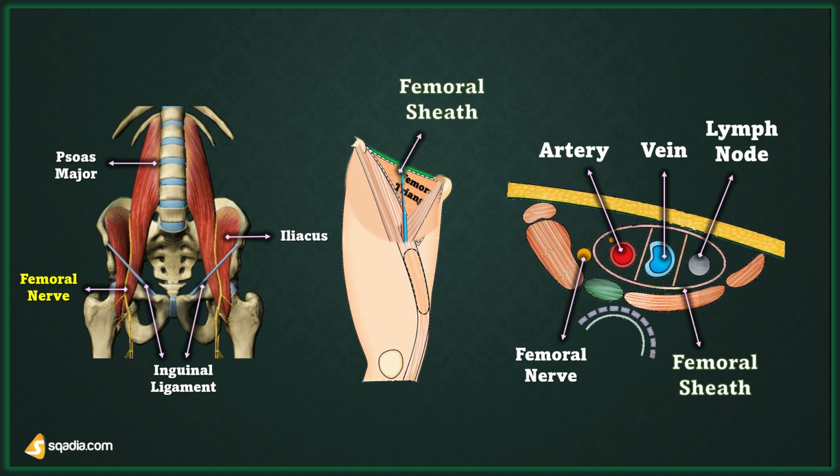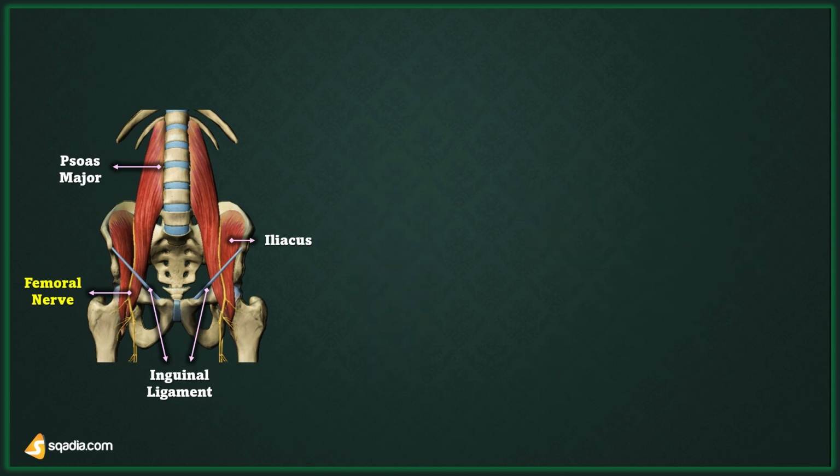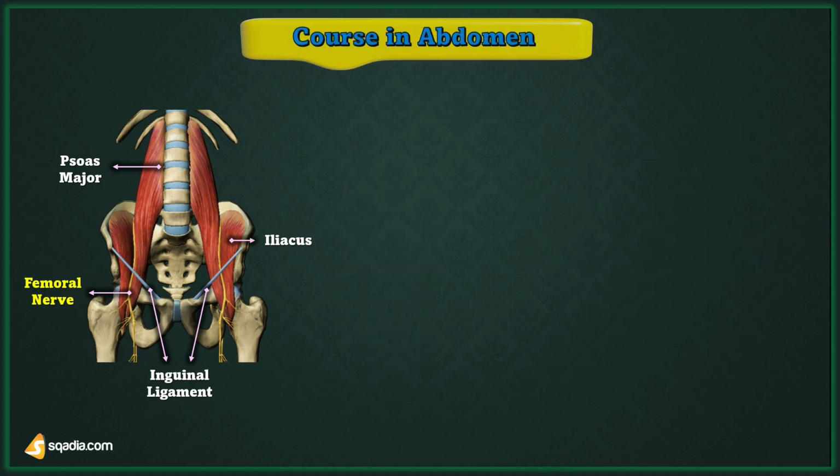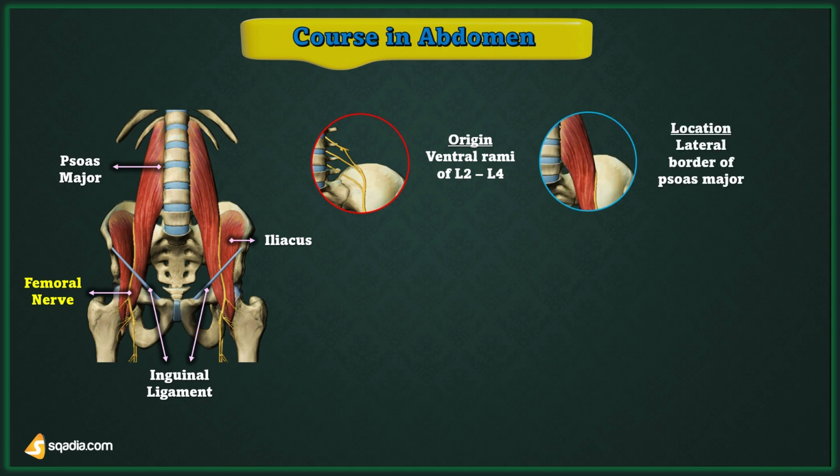So, we can divide the course of the femoral nerve under two headings. Abdominal course. Origin: the femoral nerve emerges from the dorsal divisions of the ventral rami of the L2, L3, and L4 spinal segments. It runs on the abdominal wall, deep to psoas major muscle. Location: it arises at the lateral border of the psoas major muscle in the abdomen.